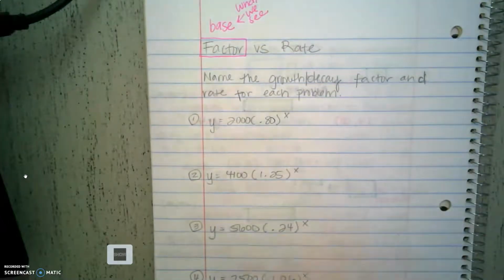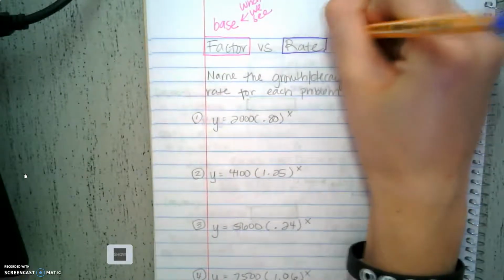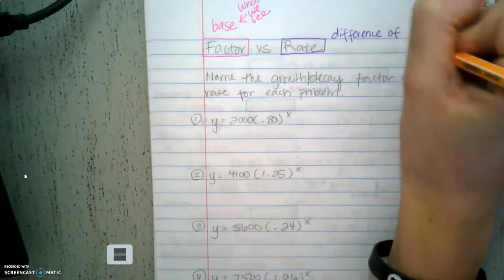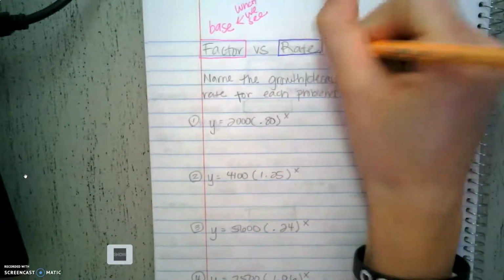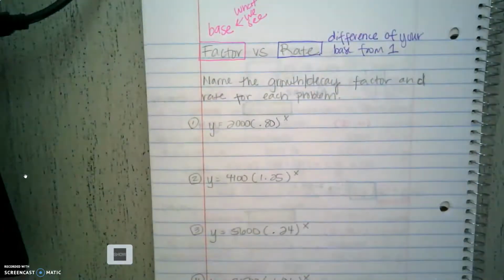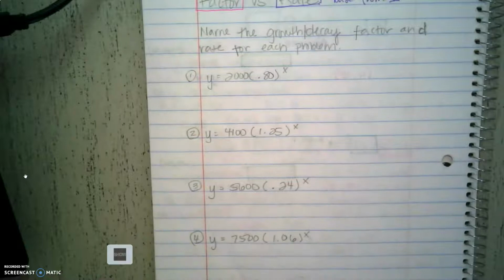Your rate is the difference of your base from 1. So we'll do some subtraction. How far away from 1 is your base? I wrote down a few examples here, so maybe you pause the video and take some time to copy them so you have some notes to look back to study for your test.